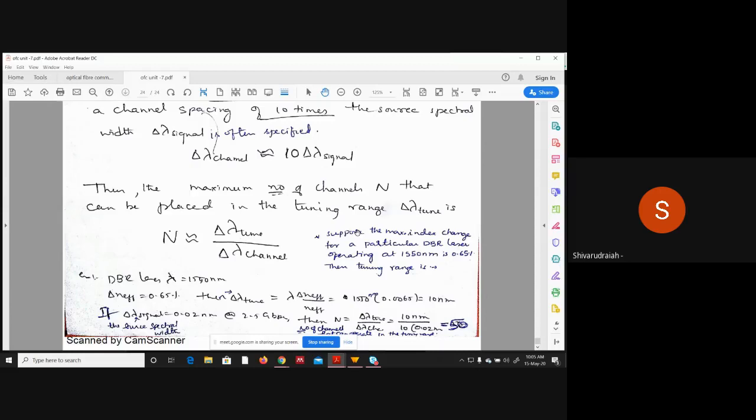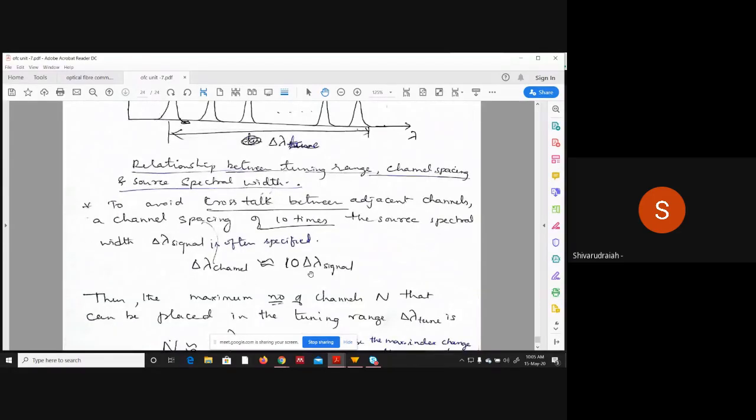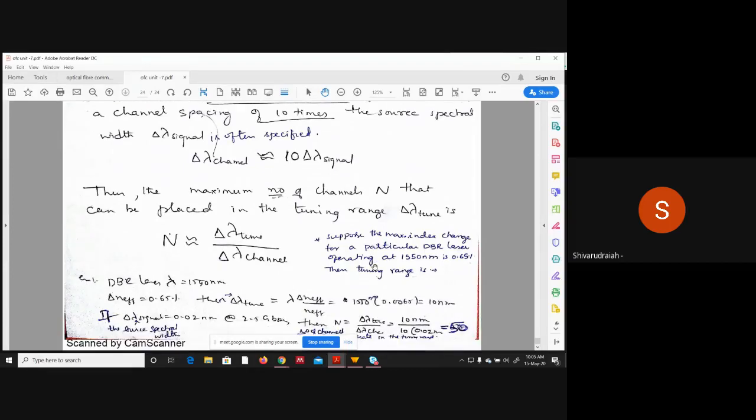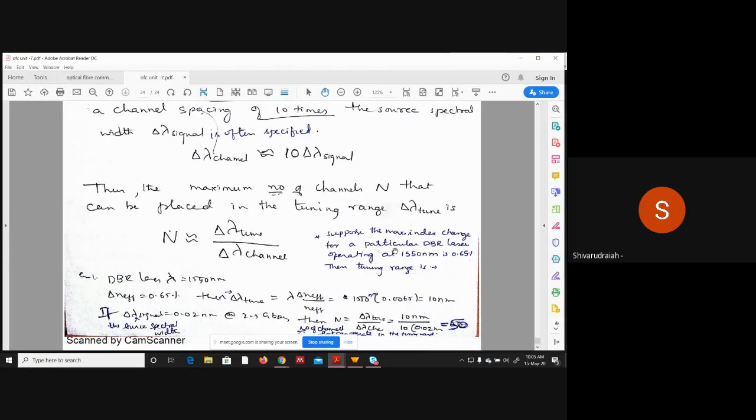Okay, so with respect to the equations we have gone through, delta lambda channel should be 10 times delta lambda signal, and N is the tuning range divided by the channel spacing. Let me take a small example. Suppose the maximum refractive index change in a particular distributed feedback reflecting laser operating at 1550 nanometer, that is lambda, the wavelength. Sorry, 0.65 is the refractive index change. Maximum refractive index change is 0.65%. That is what they mentioned.